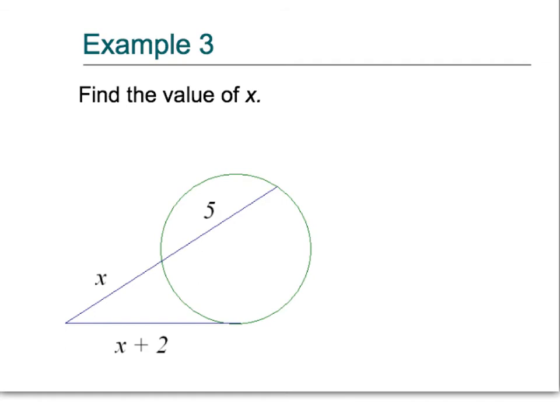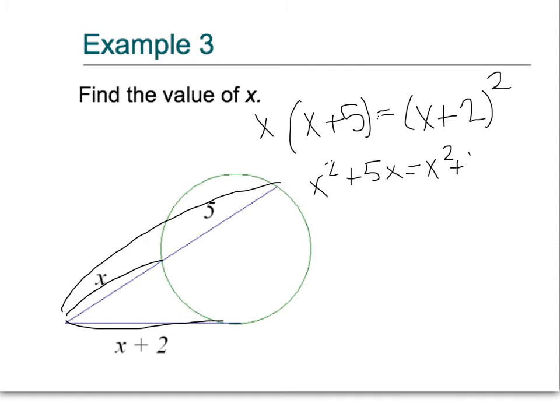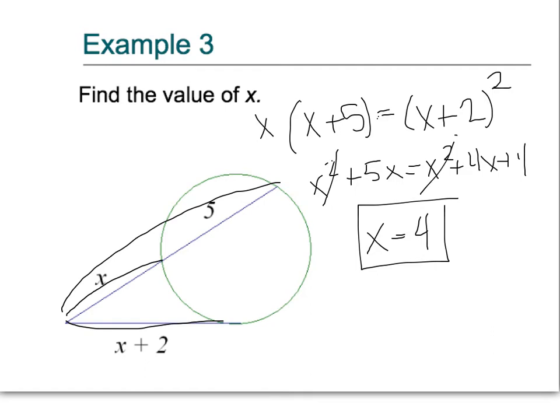Cool. Another way to use our power theorems. We're going to do the outside, x, times the whole thing, which is x plus 5, equals the outside times the whole thing, and I'm going to square it because the whole thing is itself. Okay, let's simplify this. I'm going to have x squared plus 5x equals x squared plus 4x plus 4. Simplify all this stuff here. It works out beautifully. x will equal 4. Are they asking me for x? Yes, they are asking me for x.